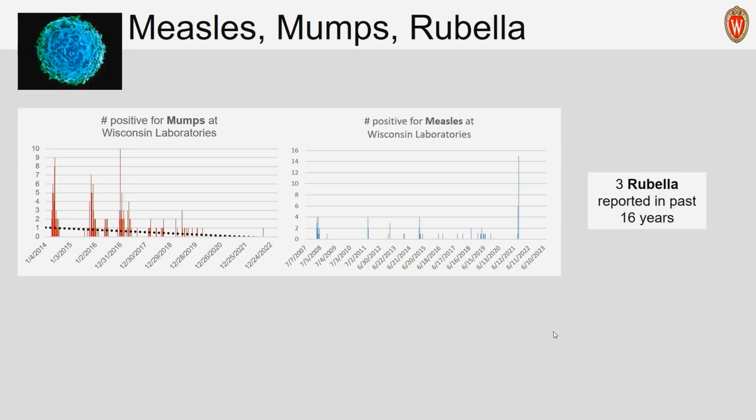I kind of mentioned that already. So measles, mumps, and rubella are fortunately very, very rare. A nice downward trend in mumps, and we've seen very little in the past couple of years. Same with measles. We very rarely see measles at all.